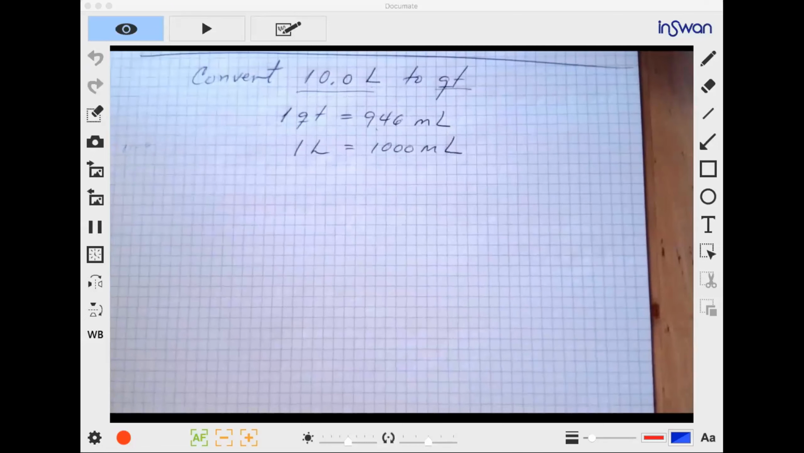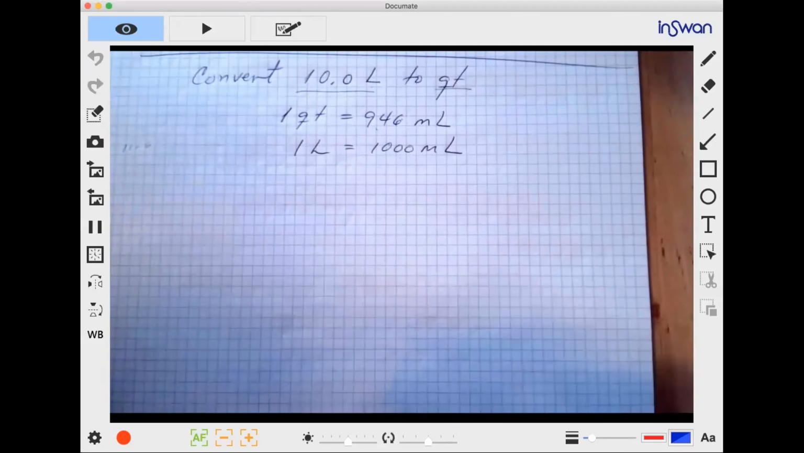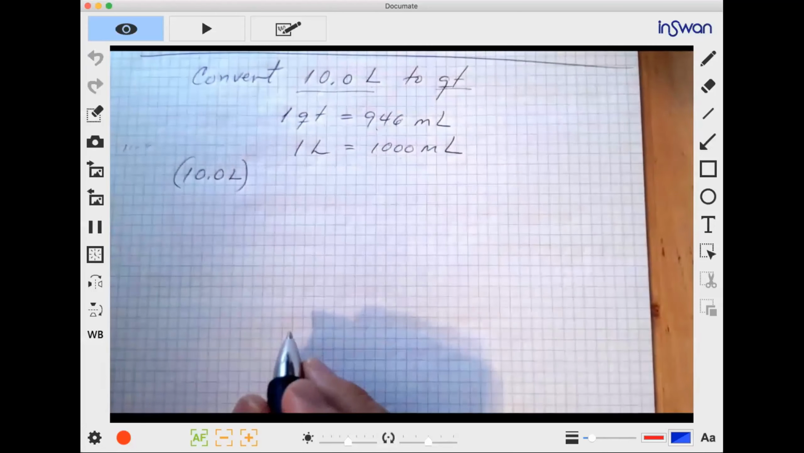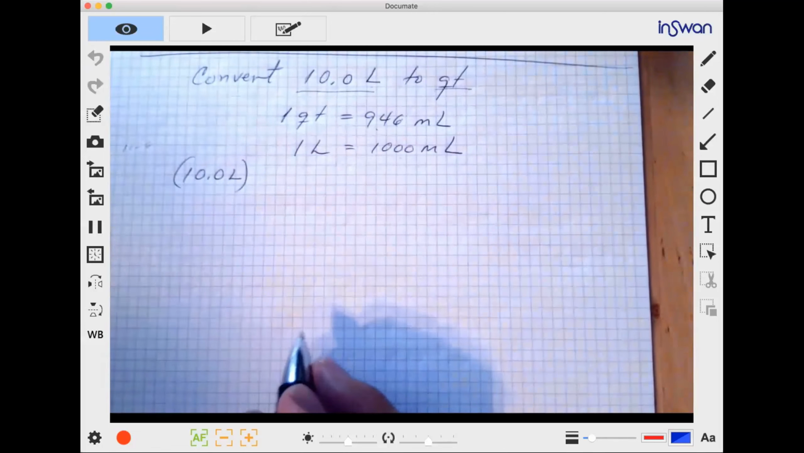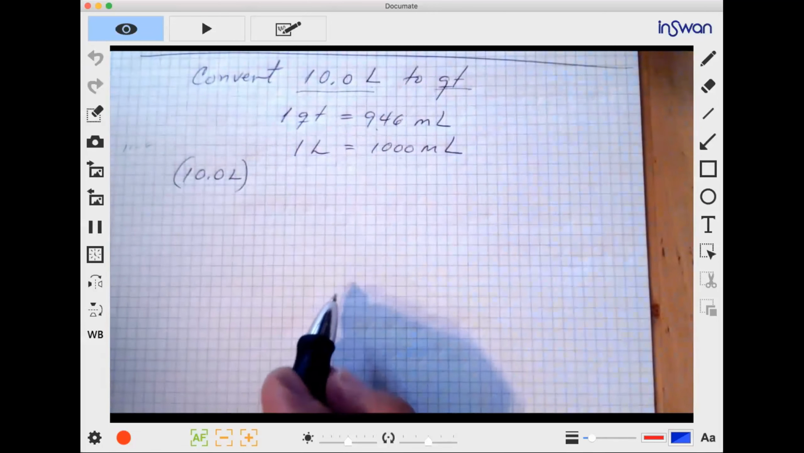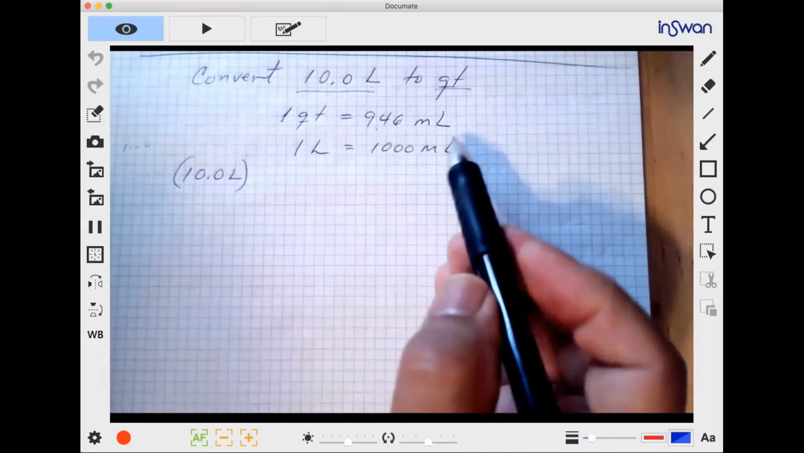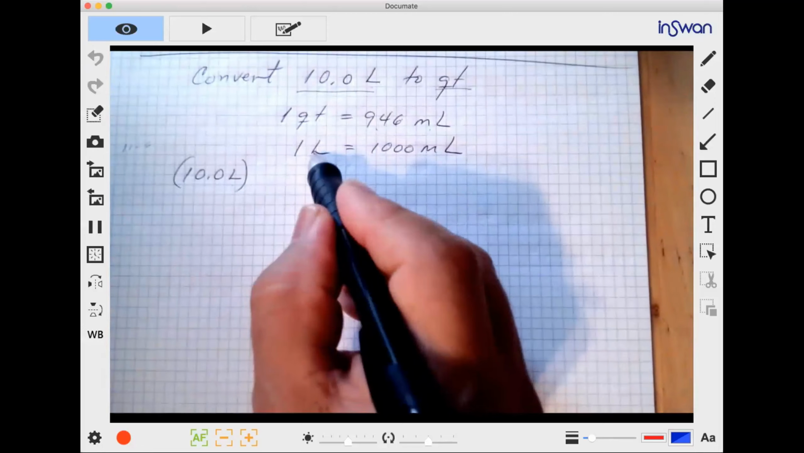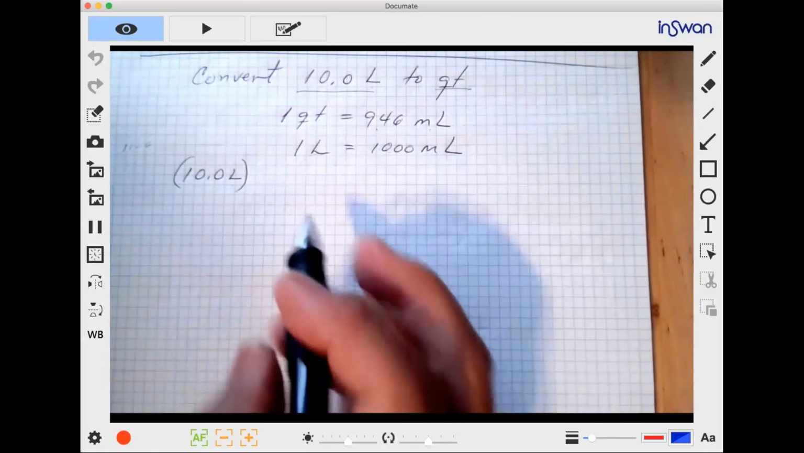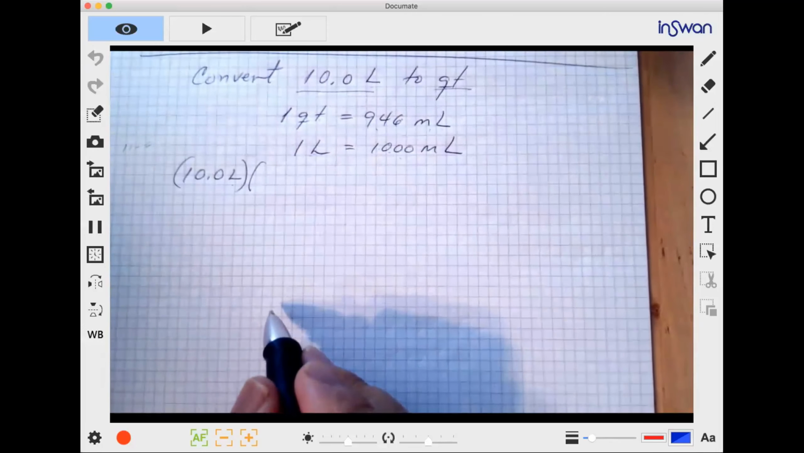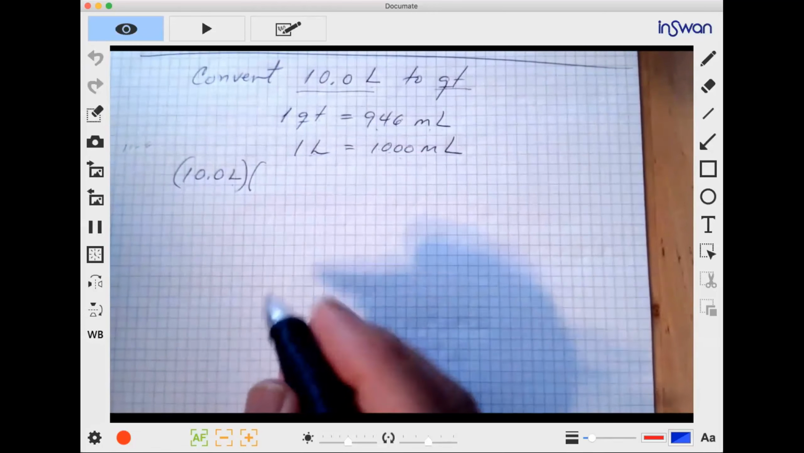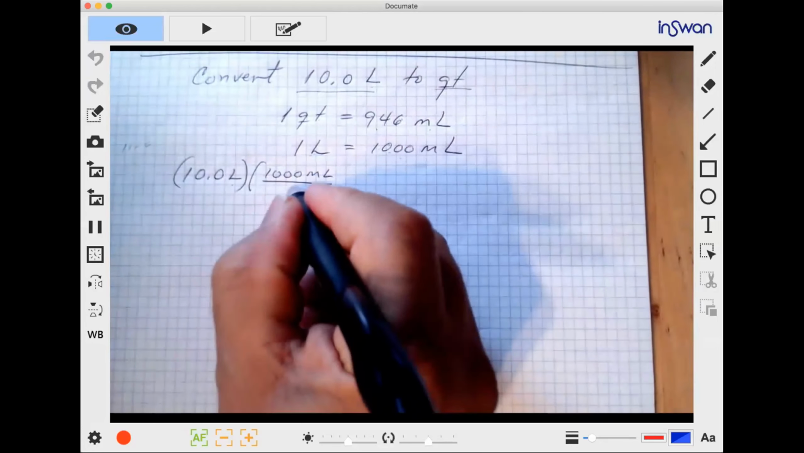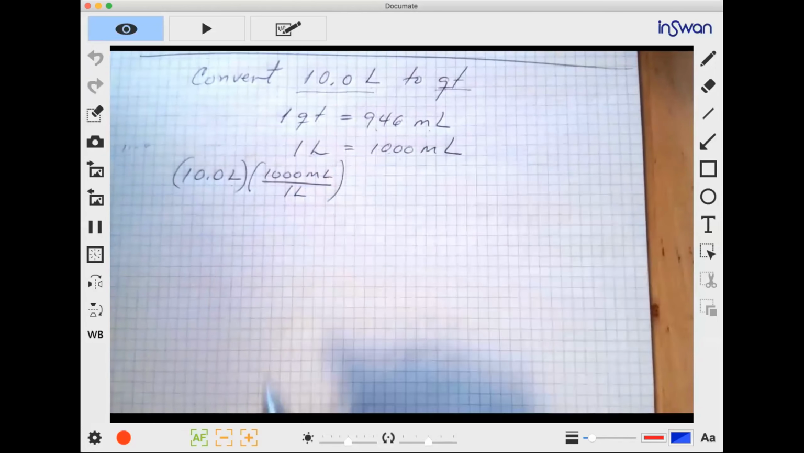So as you already know, the first thing to do is put the input number and multiply it by the first conversion factor that is going to turn that unit of liters into milliliters, because then we can go to quarts. So from this equality, I want to create a conversion factor that is going to eliminate liters and is going to keep milliliters. So I put the milliliters on top and the liters on the bottom.